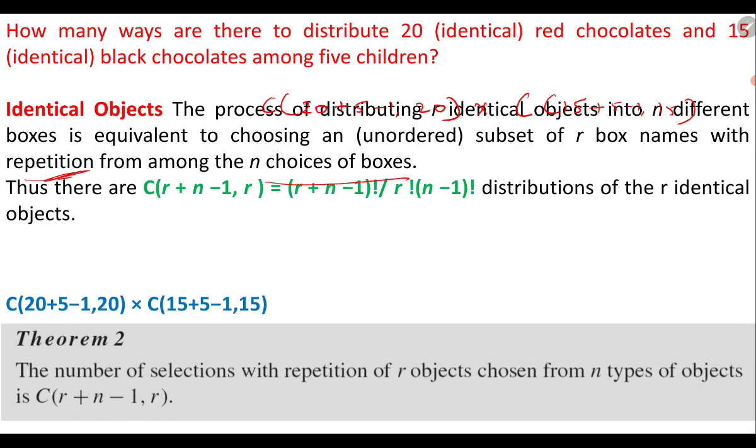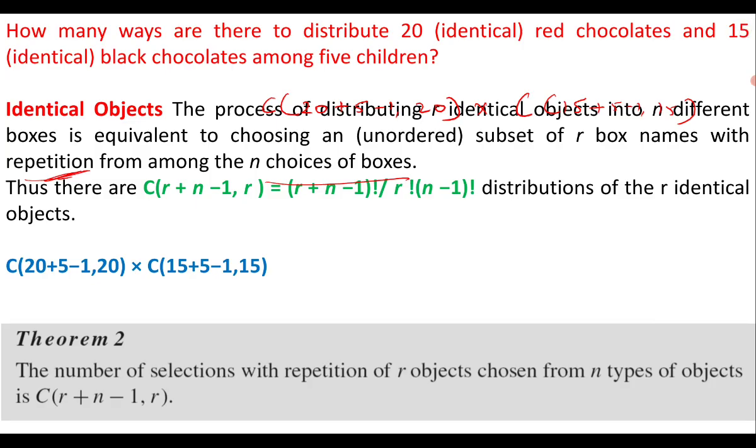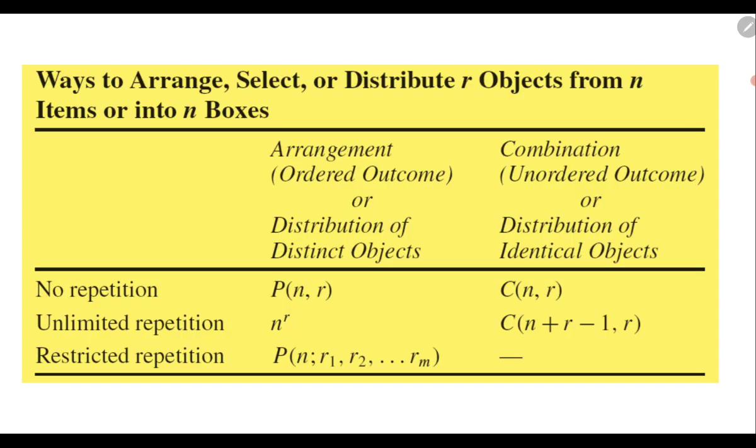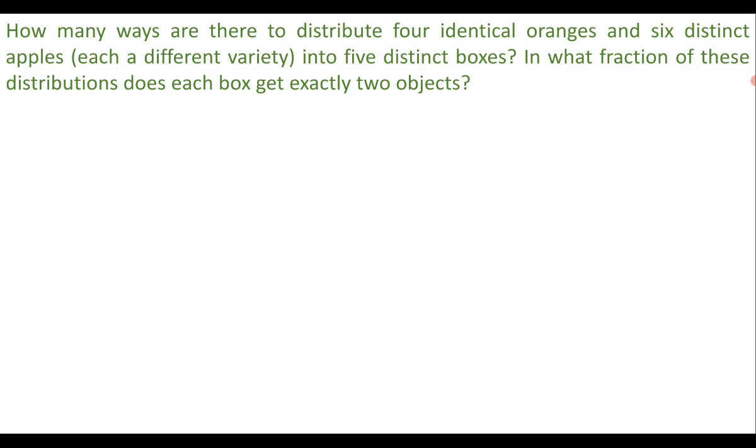So this we have already discussed. The important observation here is that distribution of distinct objects is arrangement, and distribution of identical objects is selection. This is what we have discussed till now: nPr and nCr, unlimited repetition and arrangement, distribution of distinct objects as n raised to the power r, and the other two formulas where we discuss the arrangement and selection with repetition. So let's try a few more questions.